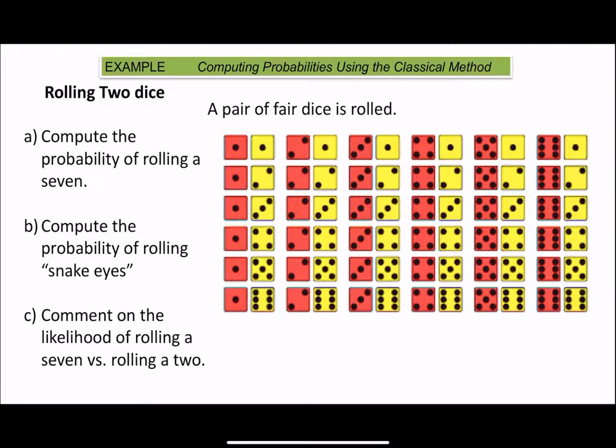So I would like you to do this one. You're going to compute the probability of rolling a 7. You're going to compute the probability of rolling snake eyes and then comment on the likelihood of rolling a 7 versus rolling a 2. So I want you to pause this and complete this page right here, and then we will come back.